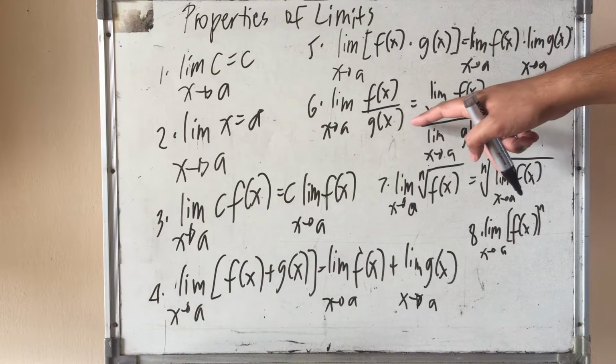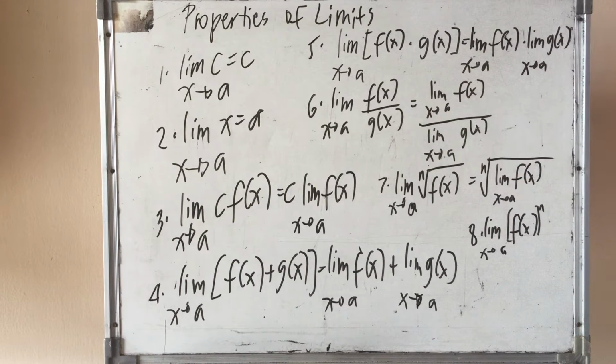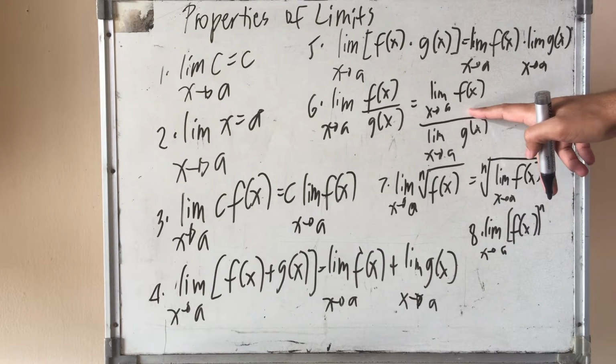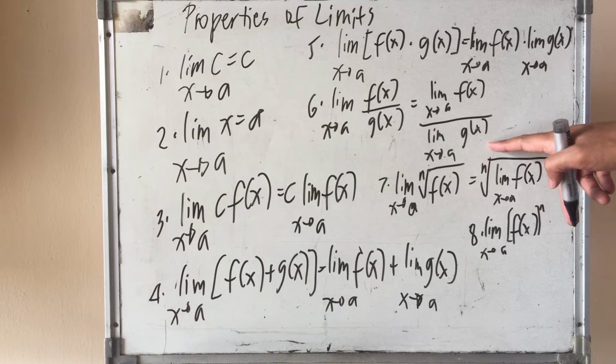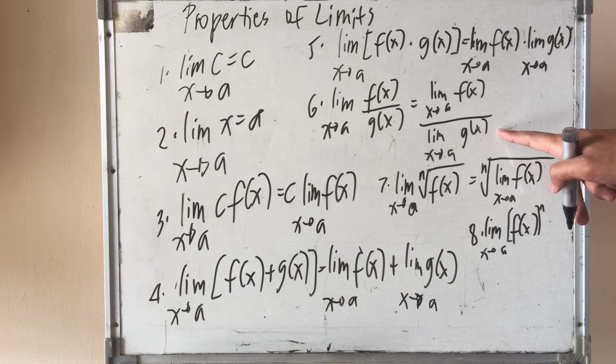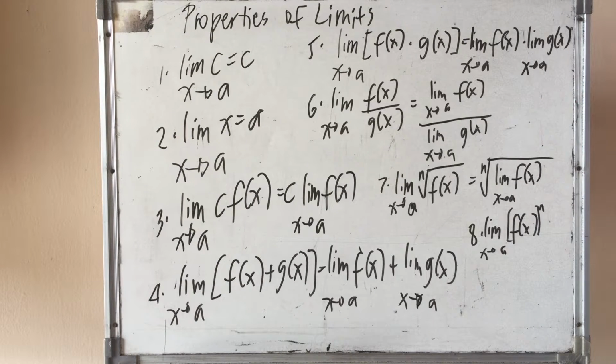Sixth is the limit of f of x over g of x as x approaches a is equal to the limit of f of x as x approaches a over the limit of g of x as x approaches a, provided that the limit of g of x is not equal to 0. Seventh is the limit of the nth root of f of x as x approaches a is equal to the nth root of the limit of f of x as x approaches a. And lastly is the limit of f of x raised to n as x approaches a.